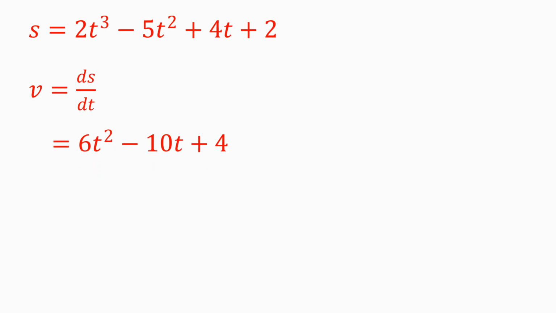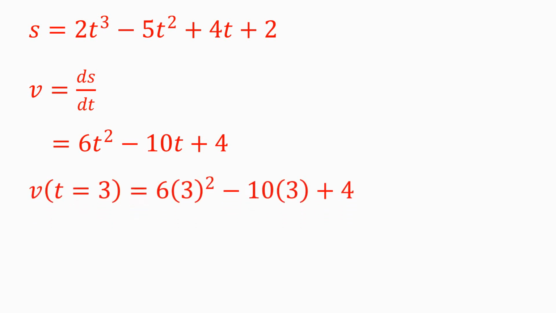Then we are supposed to find the velocity when t is equal to 3 seconds. So we substitute t by 3. We have 6 into 3 squared minus 10 into 3 plus 4, which is equal to 54 minus 30 plus 4, which is equal to 28 meters per second. So the velocity when t is equal to 3 seconds is 28 meters per second.